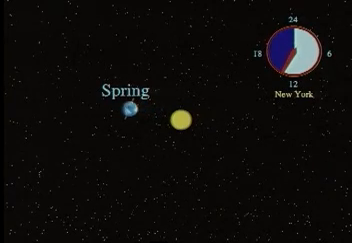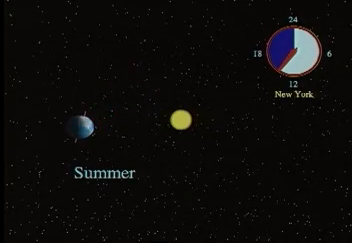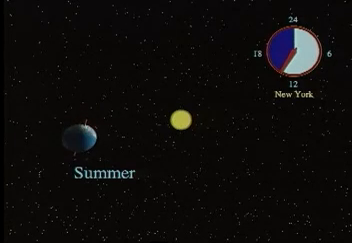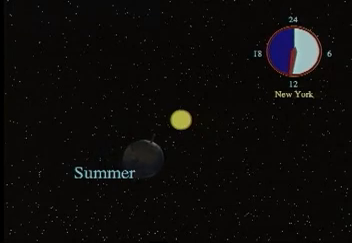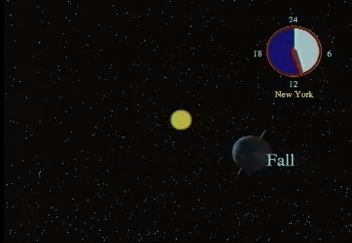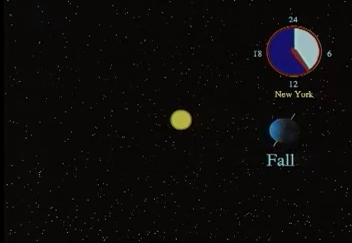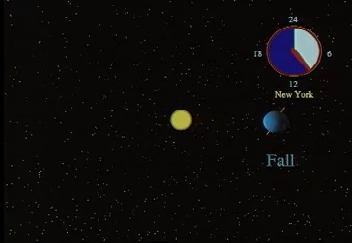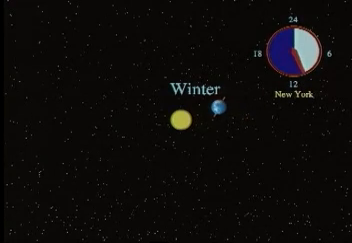During the spring, the days get longer, going from 12 hours to about 15 hours on the first day of summer. And then, during the summer, they start getting shorter again, going from 15 hours to 12 hours again on the first day of fall. During the fall, they continue to get shorter, going from 12 hours to about 9 hours on the first day of winter. And finally, during the winter, the days start getting longer again, going from 9 hours to 12 hours on the first day of spring.